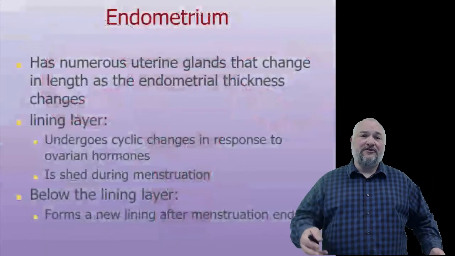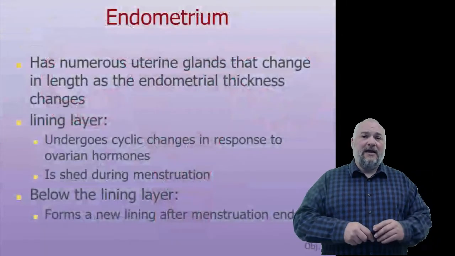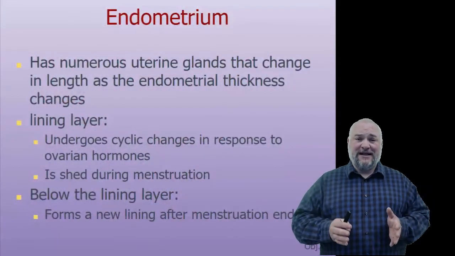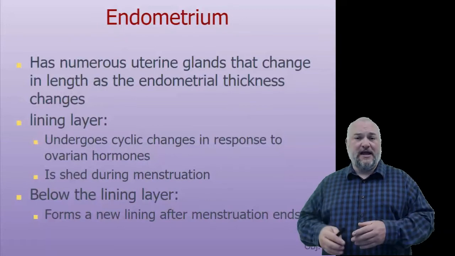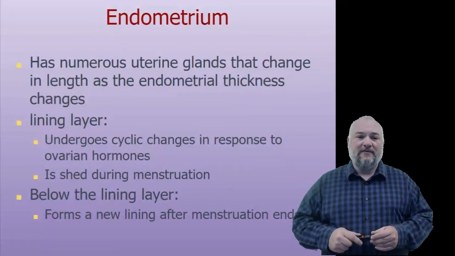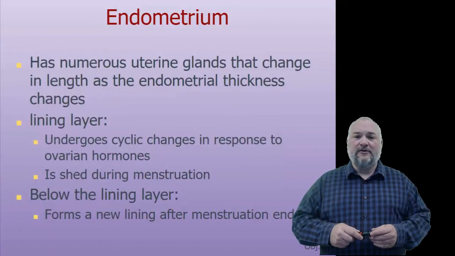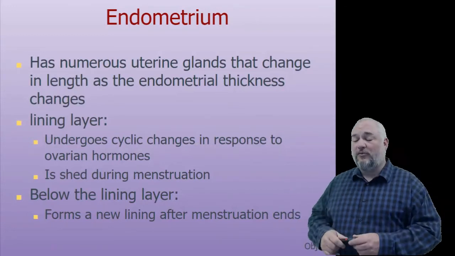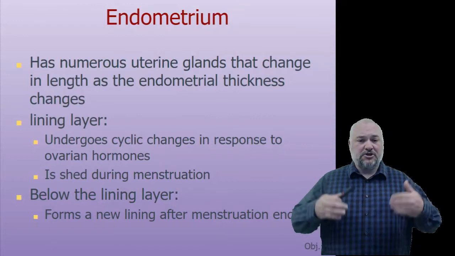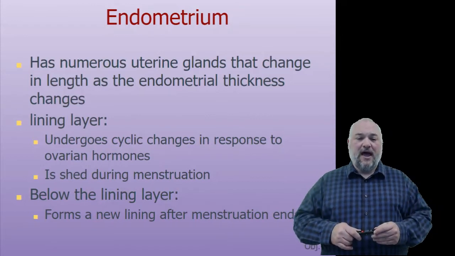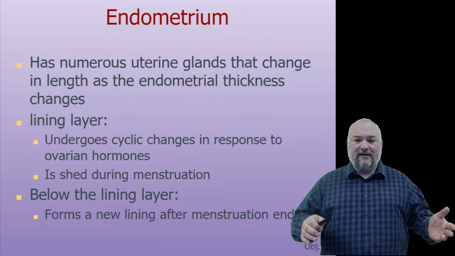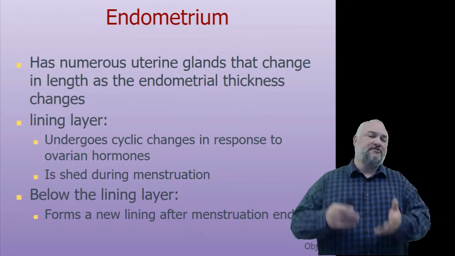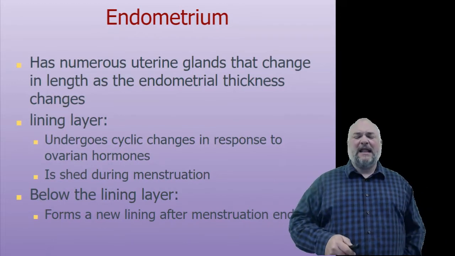All right, so the endometrium, inner lining, has numerous uterine glands that change in length as the endometrial lining thickens and changes over the course of the 28-day menstrual cycle. That lining layer undergoes cyclic changes, like I said, in response to ovarian hormones, and we will get into those hormone cascades later, and then is shed during menstruation. Deep to that lining layer, we form a new lining after menstruation ends and builds back up and starts all over again. We'll get into that in a lot more detail later.